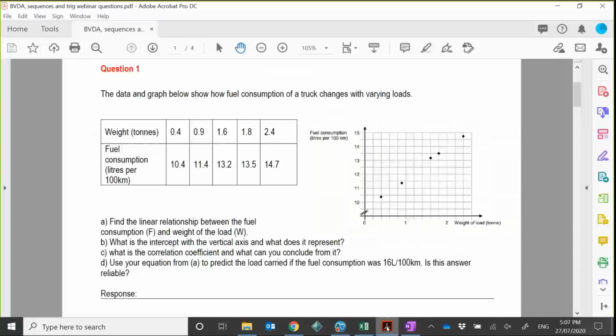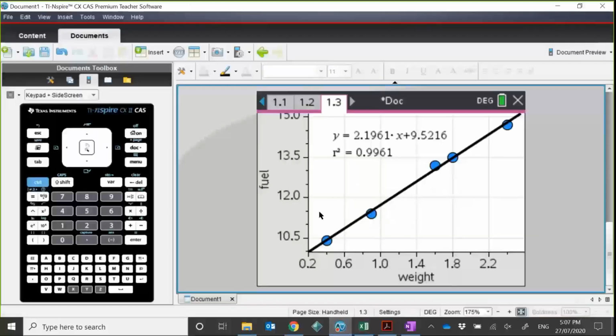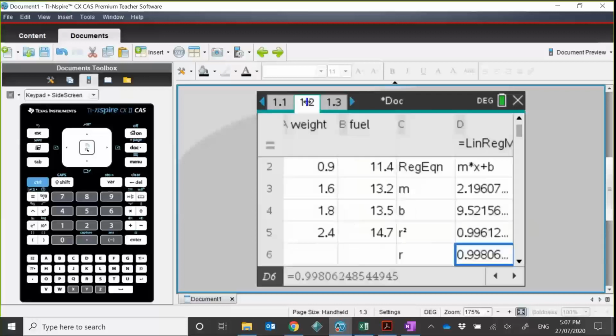Part C, what is the correlation coefficient and what can you conclude? So if we come back to the calculations that we've just made here, if you take the square root of that R squared value, you will get the R value. Alternatively, it is also in the statistics page here where we did the calculations. There is the correlation coefficient, 0.99806.